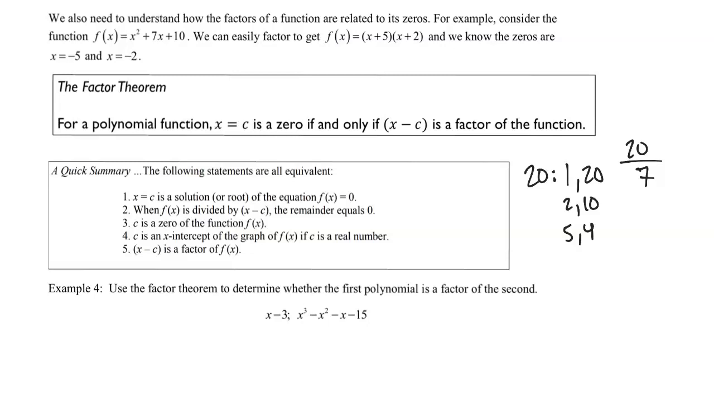Well, it's because when you divide 20 by 7, 7 goes into 20 twice, but it has a remainder of 6. And the fact that it has a remainder at all tells me that it is not a factor. Whereas if you were to take 20 divided by, let's just say 10, that would equal 2 with a remainder of 0. And so what that means is that 10 is a factor of 20.